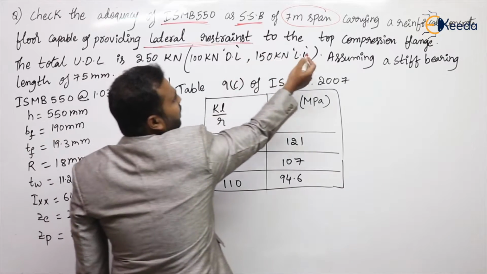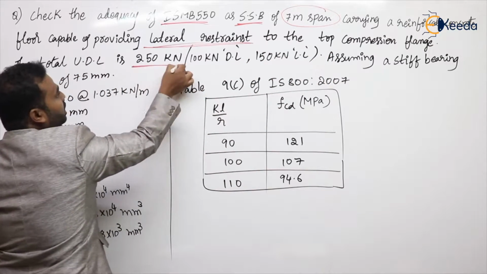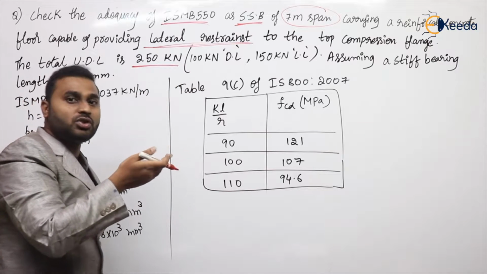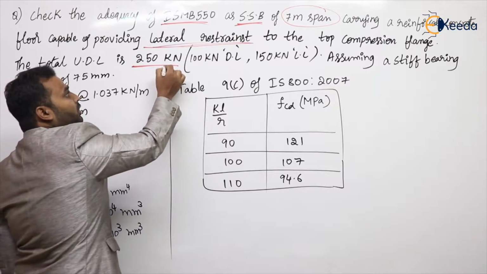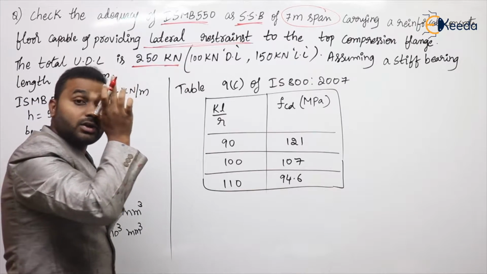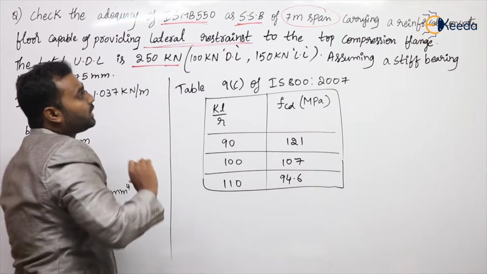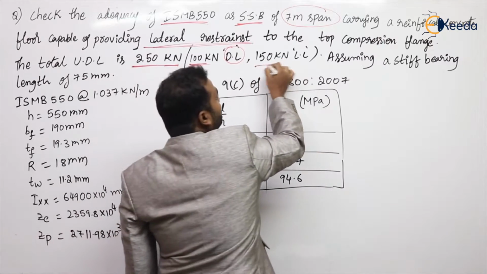Next, lateral restraint to the top compression flange. Now the total UDL is 250 kilonewton. Of course, UDL means uniformly distributed load, and its unit is kilonewton per meter. But here it is kilonewton. It means the UDL has been multiplied with length, and that value was given here. 250 kilonewton, and in the 250 kilonewton, 100 is dead load and 150 is live load.